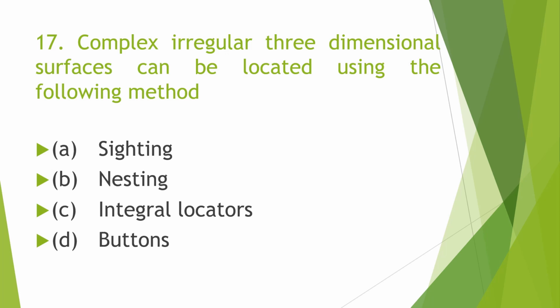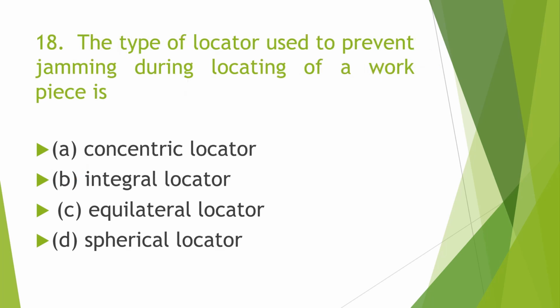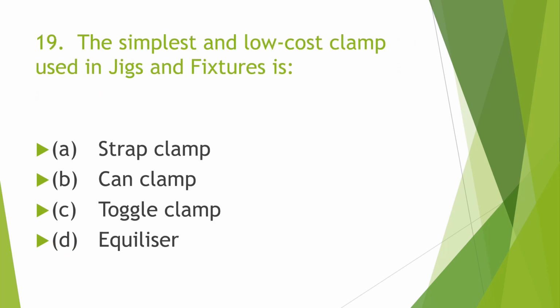Question number 17. A complex irregular 3-dimensional surface can be located using the following method. The answer will be nesting. Question number 18. The type of locator used to prevent jamming during locating of a workpiece is, answer will be spherical locator. Question number 19. The simplest and low-cost clamp used in jigs and fixtures is a strap clamp.